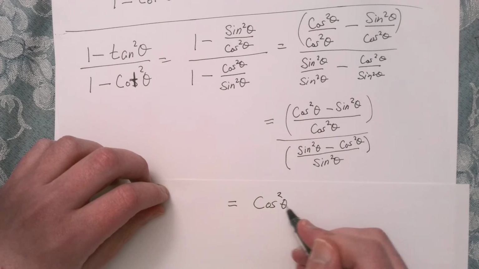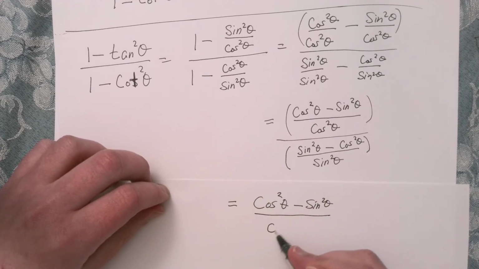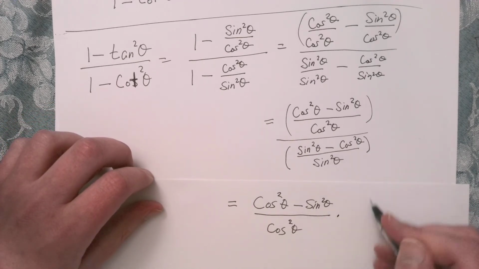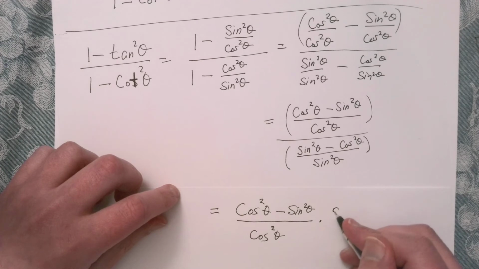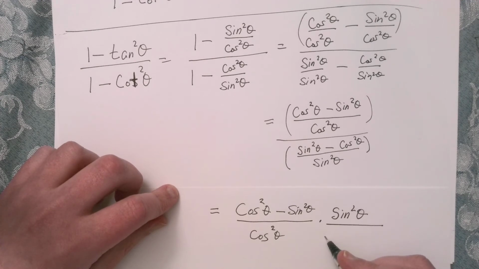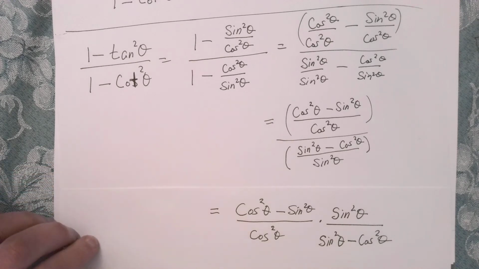Okay, so upstairs I've got cosine squared of theta minus sine squared of theta. This is over, looks like, cosine squared of theta. And then multiplying by the reciprocal here, I've got sine squared of theta over, here I've got sine squared of theta minus cosine squared of theta. Okay, so let's take a look at that.